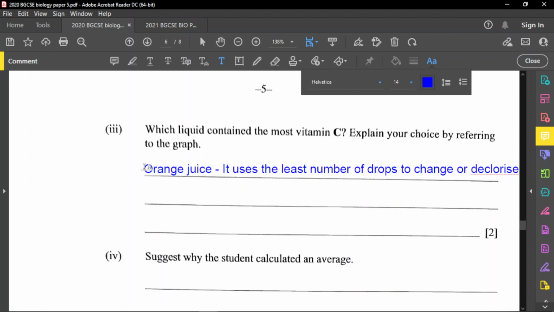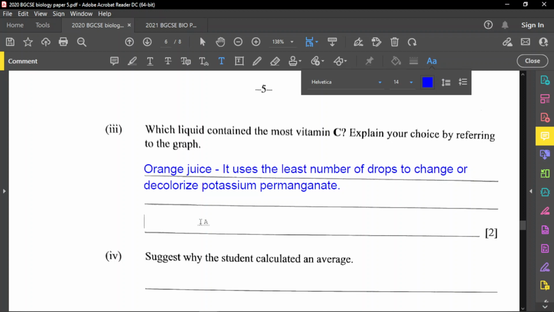Decolorize potassium permanganate. I put that O right there. To decolorize potassium permanganate. So it's used to decolorize potassium permanganate. That's that for that part of the question.